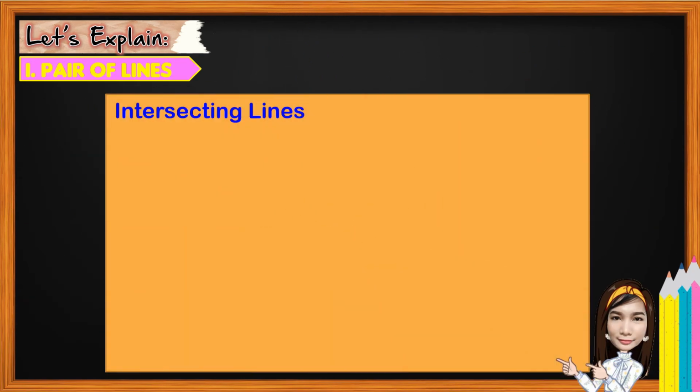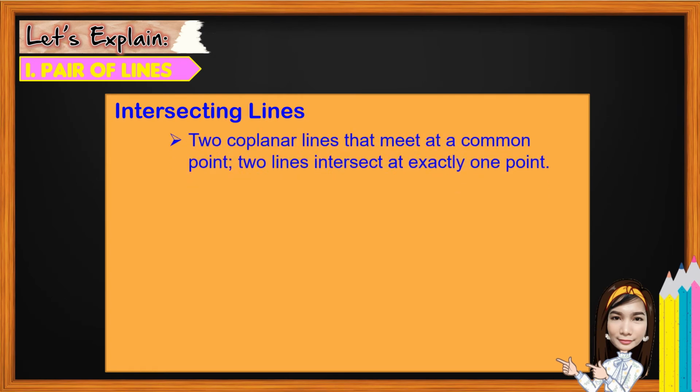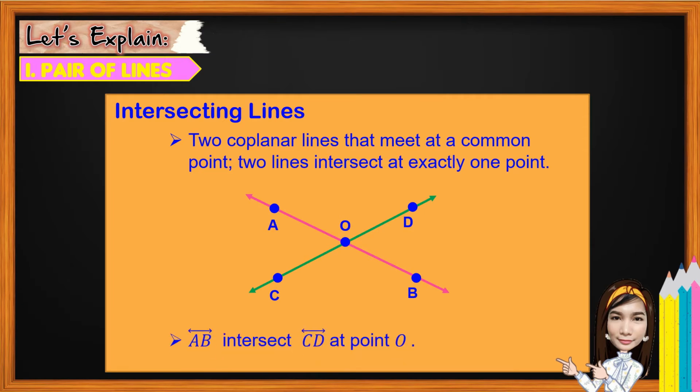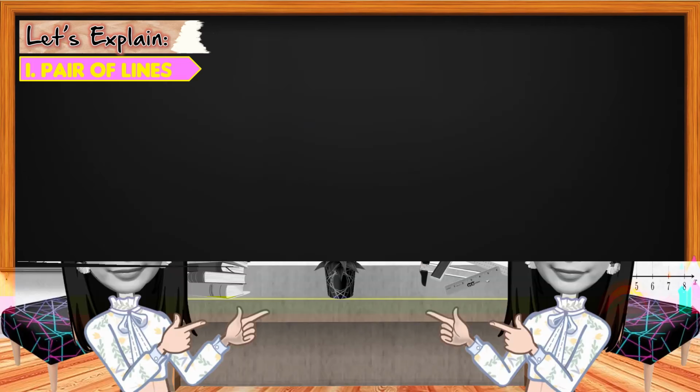Next, we have the intersecting lines. These are two coplanar lines that meet at a common point. Two lines intersect at exactly one point. So we have the given figure. Here, we can say that line AB intersects line CD at point O.